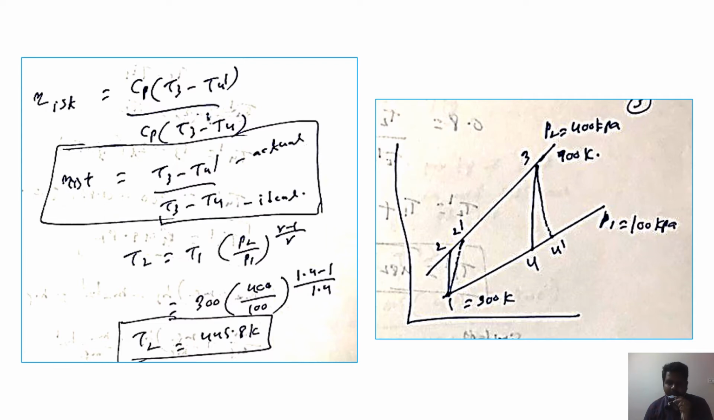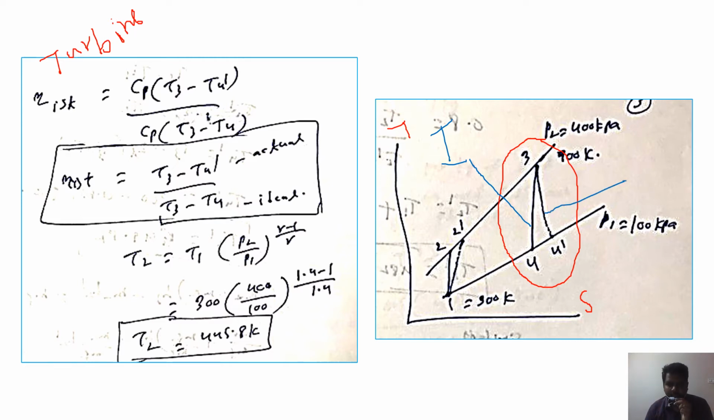Same way we can find the isentropic efficiency for turbine. In TS diagram, isentropic expansion taking place in the turbine is the process 3 to 4. Here 3 to 4 is the ideal work done, 3 to 4 dash is the actual work done.